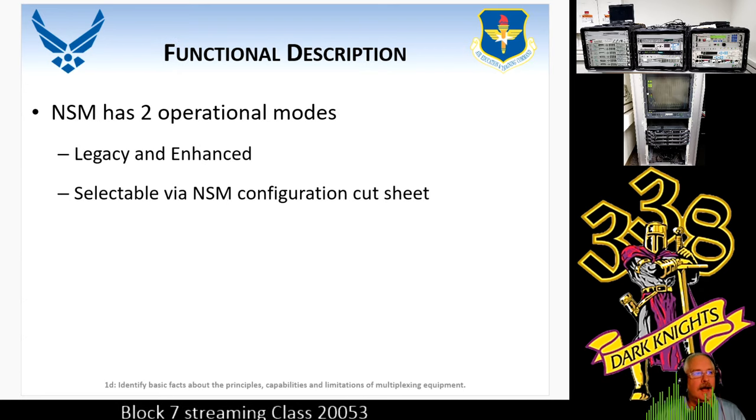When we look at the NSM and the two operational modes, they have legacy and enhanced. Does anybody know what legacy means? Old. Yep, old, and enhanced means new. Again, you did this on the NSM configuration cut sheet. You probably didn't notice it because it was already selected for you. Just saying, it was in there.